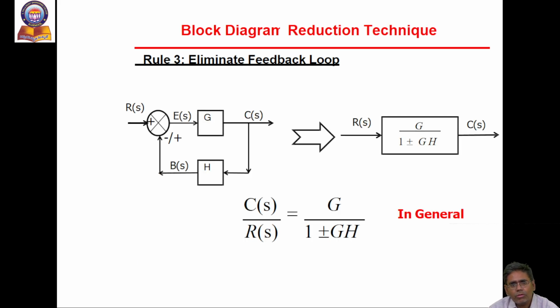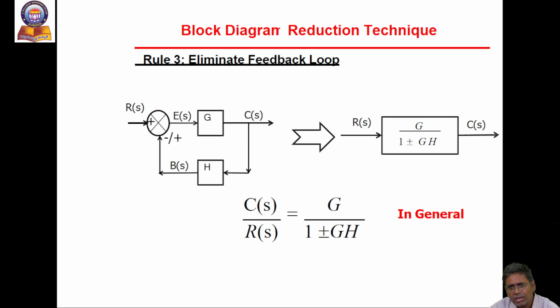One more rule: elimination of feedback loop. We already discussed this in the closed loop control system, to find out the overall transfer function of a simple closed loop control system. G(s) is the forward path, H(s) is the feedback. For a positive gain with negative feedback, the denominator will be positive; for positive feedback, the denominator will be negative. Then C(s) divided by R(s) is G(s) divided by 1 plus or minus G into H, in general.